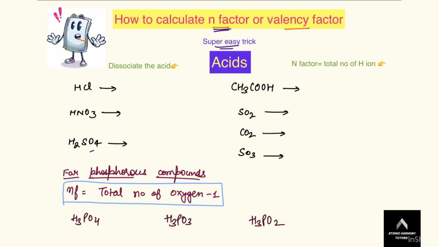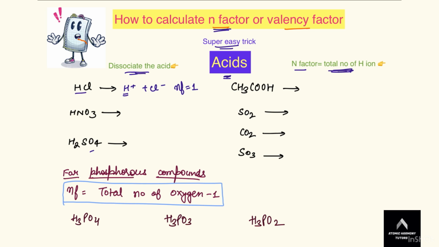So firstly, in case of acids, the dissociation of the acid is a must. In case of acid, we first dissociate the acid and then our n factor is equal to the total number of H ions. For example, in case of HCl, we dissociate HCl first, then we get H positive and Cl negative ion. So what will be the n factor? The n factor is the total number of H positive ions. The total number of H positive ions here is 1. So n factor here is equal to 1.